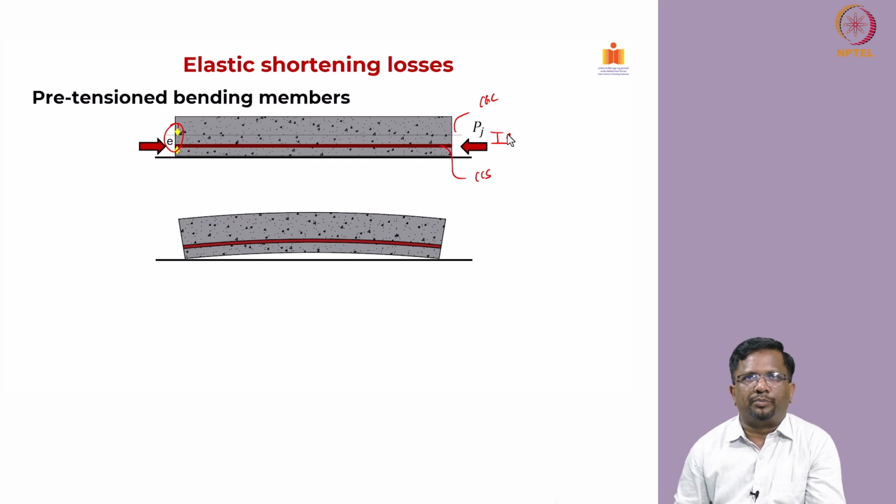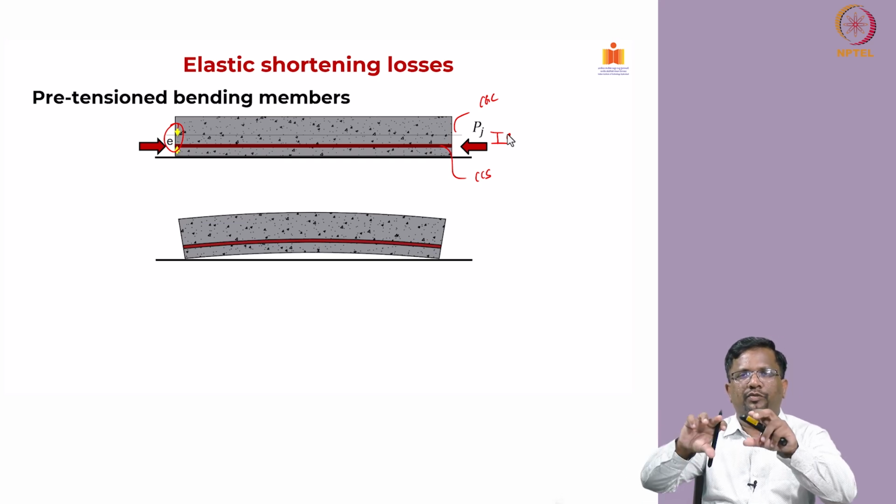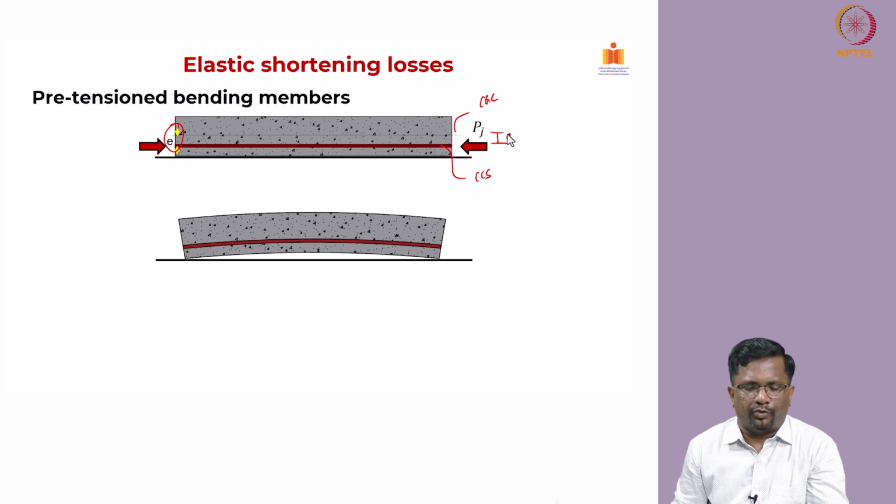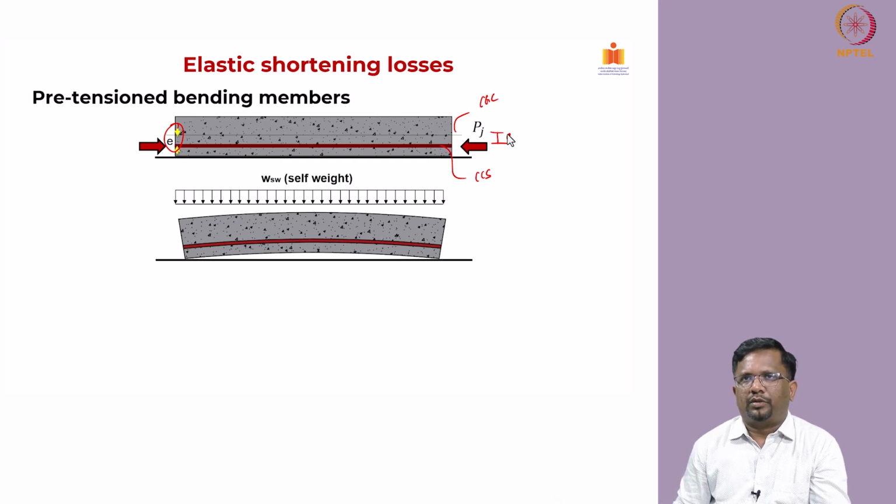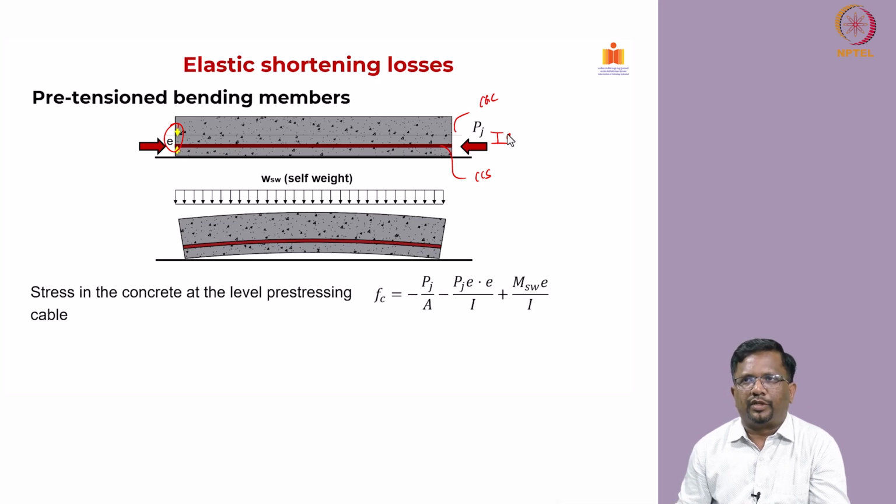Now, when I transfer the pre-stress, the beam will camber upward, because what we are applying is not only the pre-stressing force but also a moment at the two ends when you transfer, because P into e is a pre-stressing moment that you apply, because of which the beam will curve upward, right. Now, let us say this beam also has some self weight, and self weight is going to be uniformly distributed along the length of the member. So, this is the total weight that you will have.